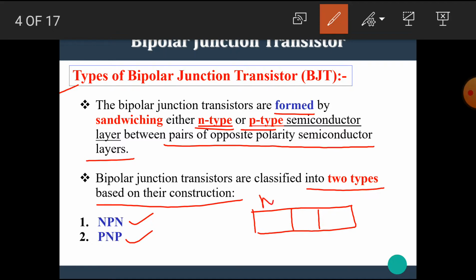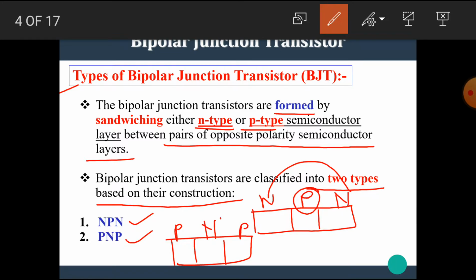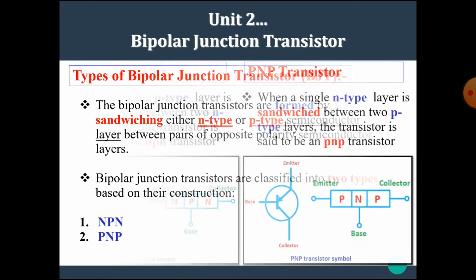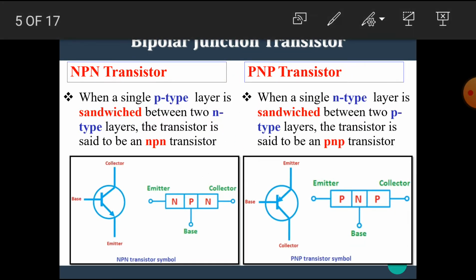That means NPN transistor is formed by sandwiching P-type semiconductor layer between two N-type semiconductor layers. Similarly, PNP transistor is formed by sandwiching N-type semiconductor layer between two P-type semiconductor layers. I hope you all understand the construction of the NPN and PNP transistors.